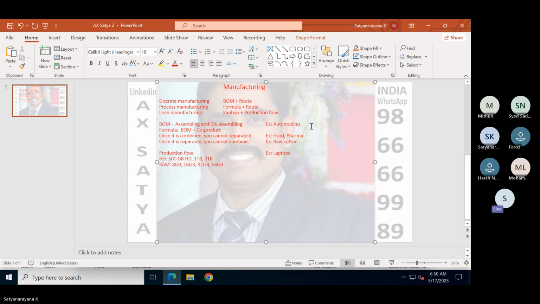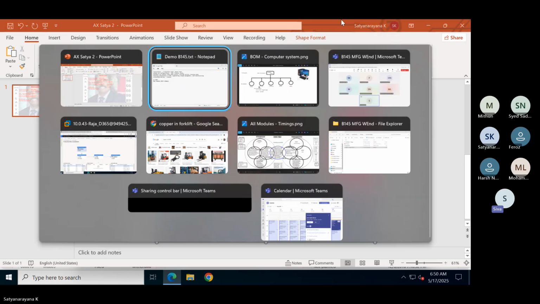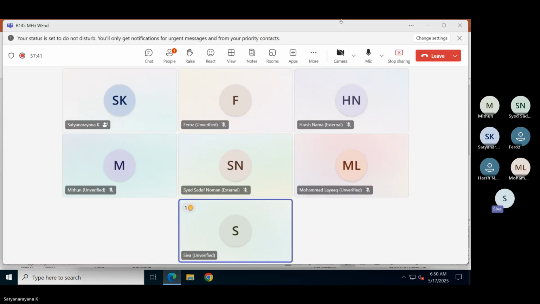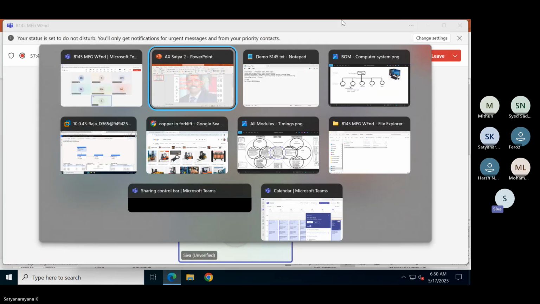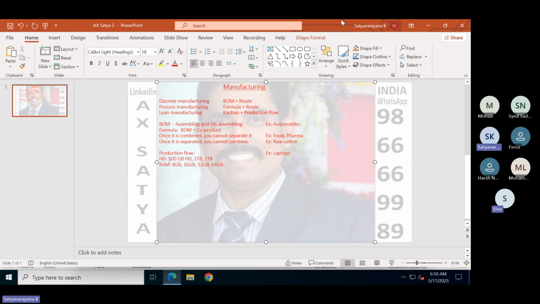Got it? Okay, sir. So, lean manufacturing, you said production flow, like from the bill of material we need to pick the material, then it will go to assemble, then shipping, right? So it is like production flow. It means, to manufacture a laptop, first it will go to the start activity, then some assembling, then it will go to finished goods. Is it like that? Yeah.